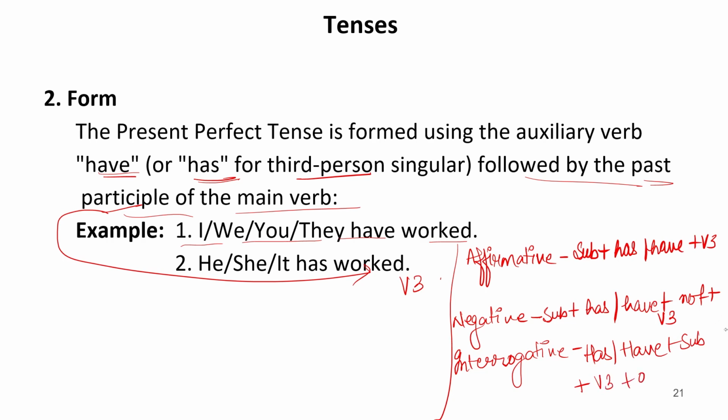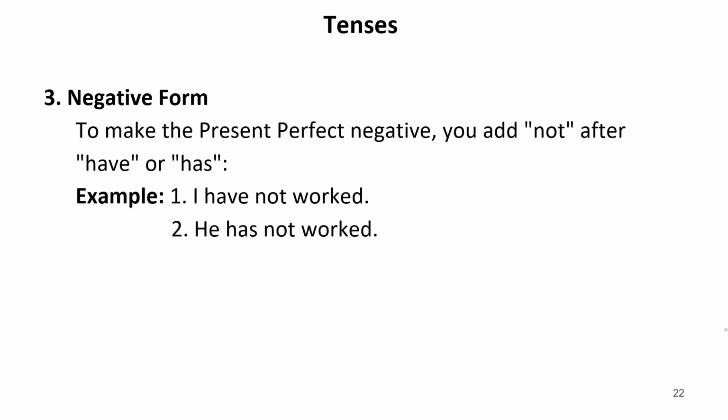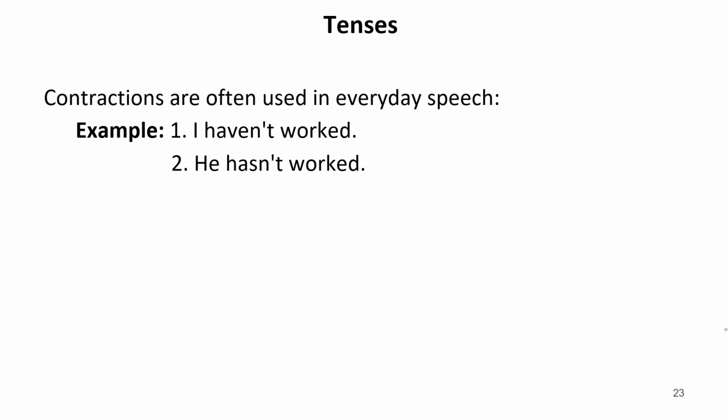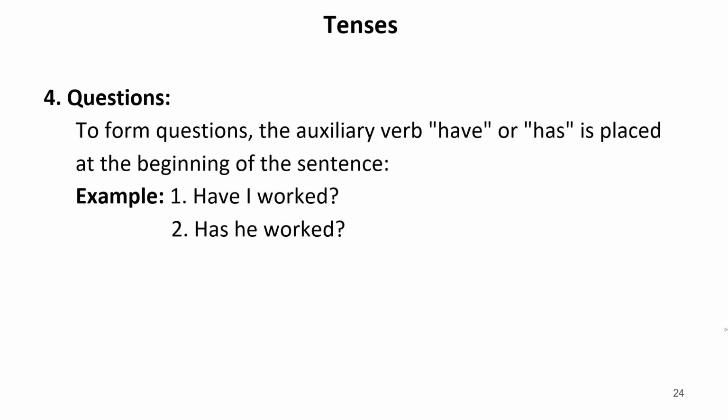And if there is a time, it will be added at the end of the sentence with since or for. If we have some question word, it should be at the beginning of the sentence. For example, I, we, you, they have worked, and with singular, he, she, it has worked. Negative, I have not worked, he has not worked. With contractions we can use I haven't worked, he hasn't worked. Now questions, have I worked, has he worked?